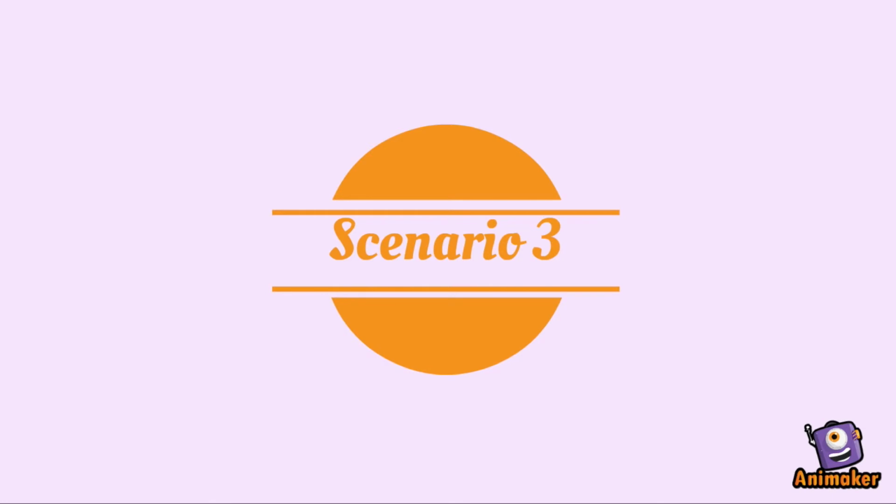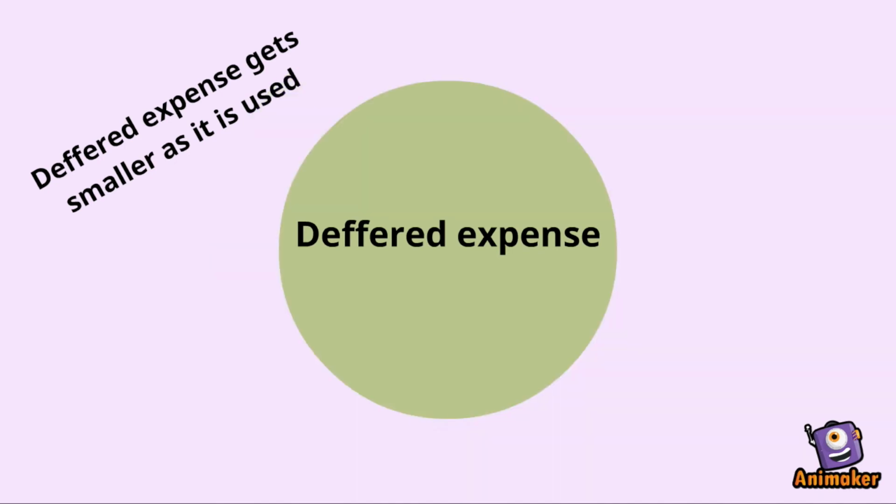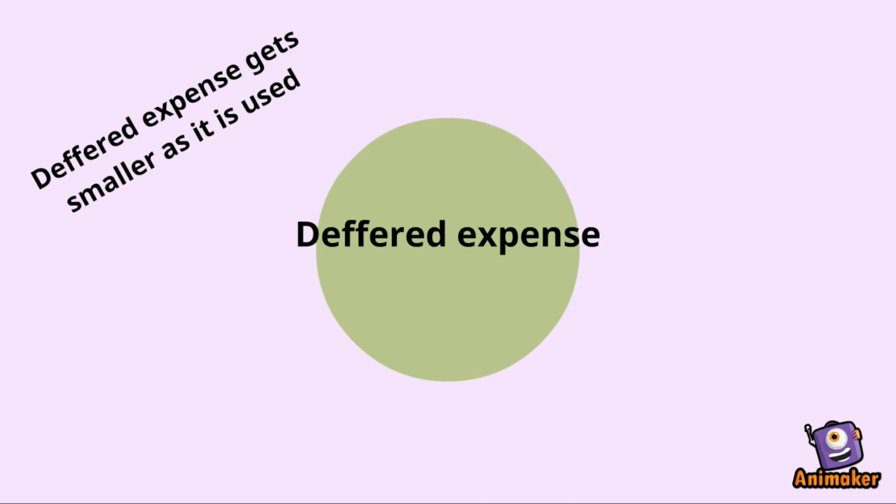The third scenario is when the business pays cash before they incur an expense. When a company pays for a resource before it is consumed, the business has a deferred expense. This term is used as the expense only occurs when the business actually consumes the resource. So, in the meantime, it is recorded as an asset, and then when the asset starts being consumed, the expense is debited and the asset is credited.